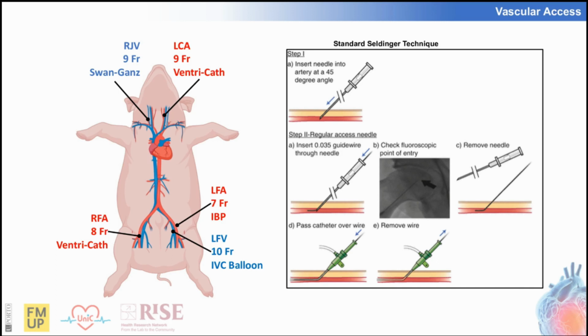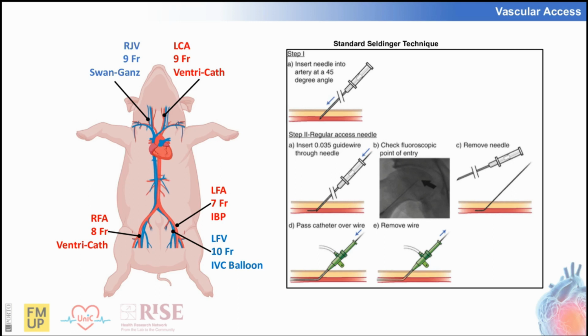So the ventricath will go through an 8 French introducer on the right femoral artery. The IVC balloon will go through a 10 French introducer on the left femoral vein, and the second femoral artery introducer, which was the one you saw us performing a few moments ago, is placed for blood pressure monitoring. So for the neck, we place the 9 French introducer on the right jugular vein for placement of the Swan-Ganz catheter, and the 9 French introducer on the left carotid artery for introduction of the PV catheter through the carotid approach.